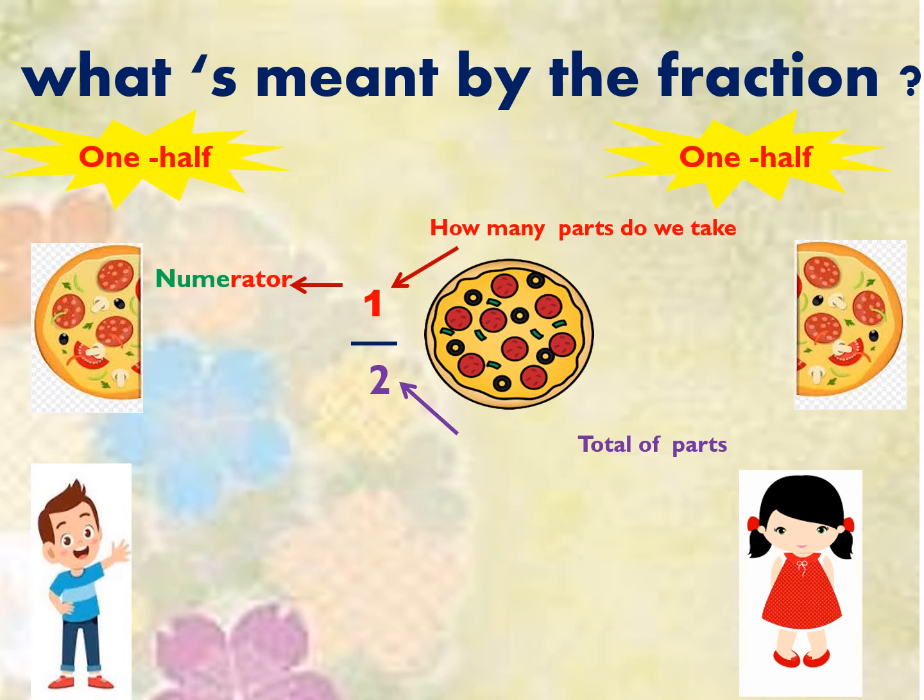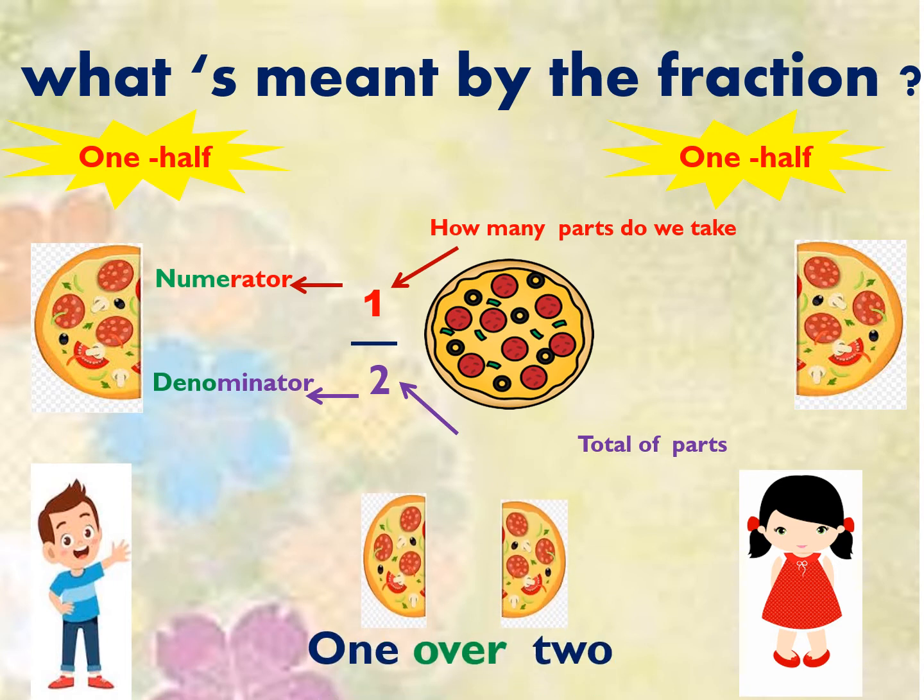So the total of the parts. And 2 is called the denominator. We can say denominator. Okay? And this is called one half or 1 over 2. I can say one half or 1 over 2.